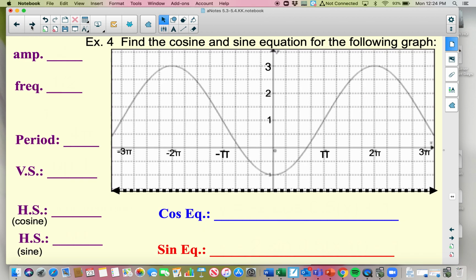Okay, last question then is going backwards. I'm going to give you a picture of a graph and ask you to write the equations. So we're going to find a cosine and a sine equation for this graph. So it clearly has some shifts and reflections, and it looks a little stretched out and all that good stuff. So here is my best advice to you.